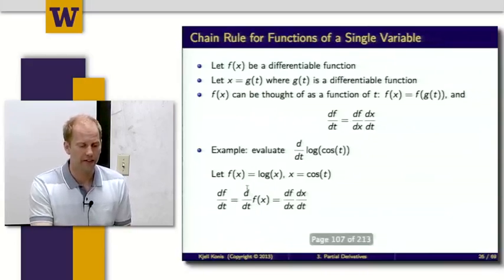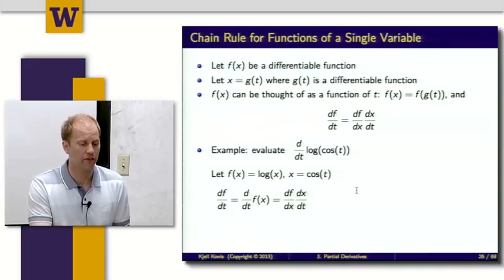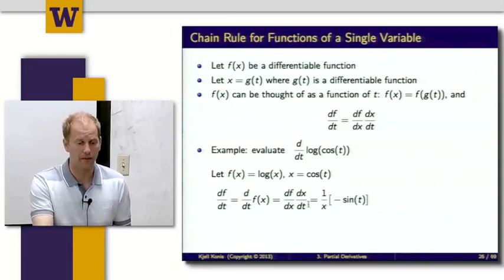So to take the derivative of this, it's going to be a straightforward application of the chain rule. So the derivative of f with respect to x, that's the logarithm. The derivative of the logarithm is just 1 over x. Oh, and I guess this reminds me of something.